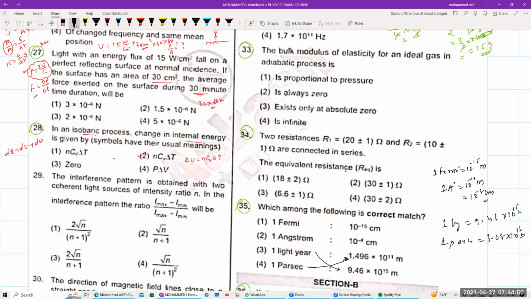The power is given wrong, so this should not be it. The value of 1 light year is given as 9.46 into 10 to the power of 15 meters. If you don't remember, remember it now. 1 angstrom is 10 to the power of minus 10 meters or 10 to the power of minus 8 centimeters. 1 Fermi, which you now study in nuclear physics, is 10 to the power of minus 15 meters, not centimeters. So 2 is matching with this one. So the second option is correct.